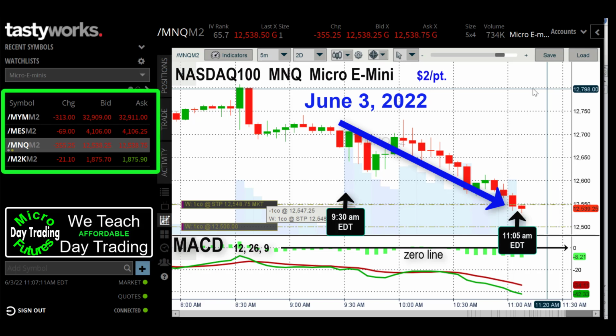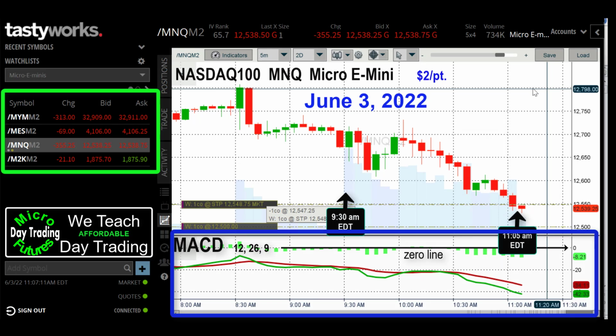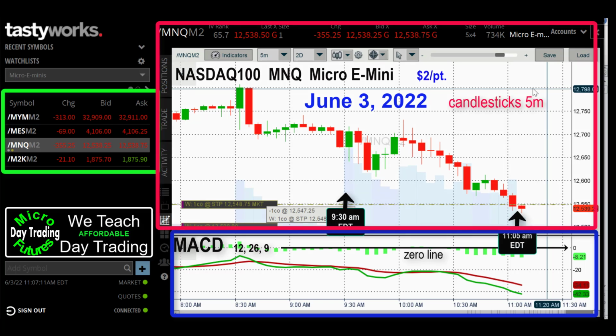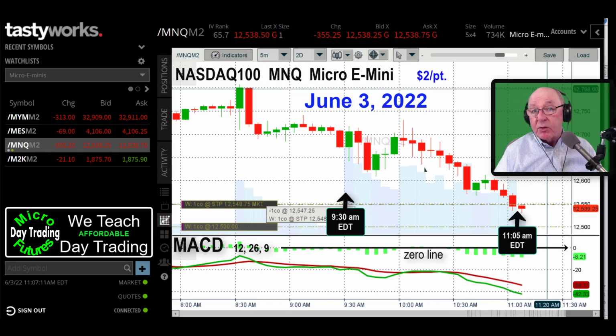On the upper left here, I have the 4 Micro Eminis and my trade watch list. In the bottom panel of the screen, I use the MACD with standard defaults, and in the top half of the screen, I use 5-minute candlesticks for charting. I chose this one-page format, frankly, because it's just easier for beginners. No clicking back and forth between 4 or 5 screens at one time. Tastyworks calls it their see it, click it, trade it screen.